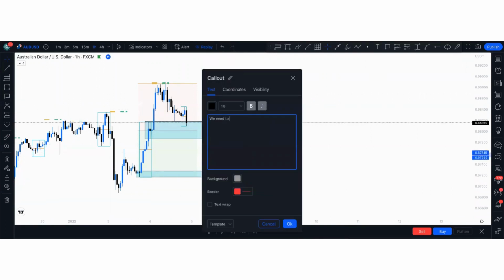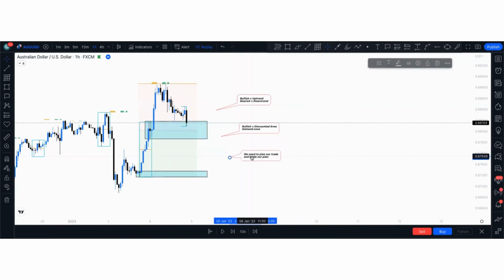We need to plan our trade and trade our plan. So we just need to stick with it. If you have your own rules, your own criteria, for me this is my criteria that I'm sharing to you. You need to stick with it. You need to be consistently following your rules.